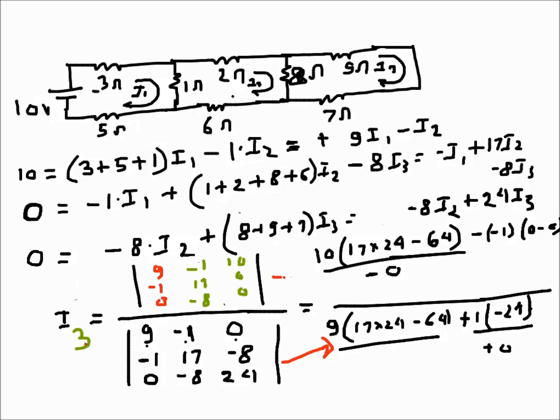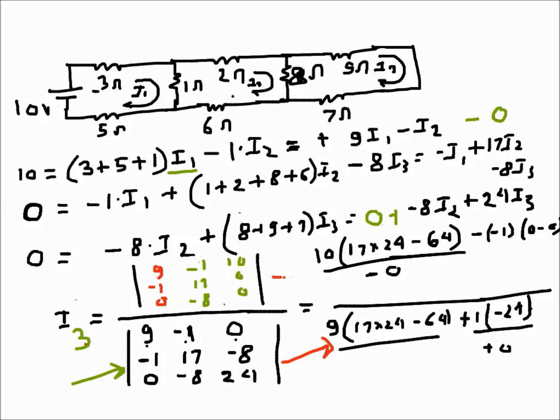That's the change. First we have to write them in a specific order: first I1, then I2, then I3. So here the coefficient of I3 is 0, here the coefficient of I1 is 0, and here the coefficients of I1 are minus 1, then I2 is 17, and then I3 is minus 8. That's what has been written here, and we just solve it to get the respective currents.